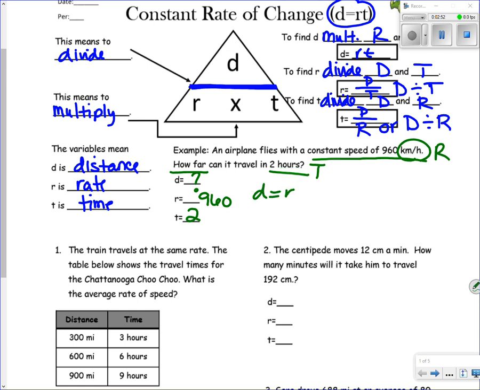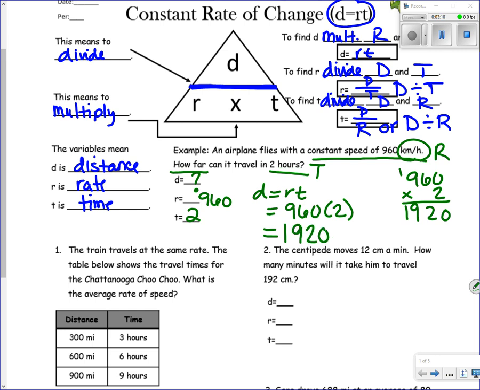So distance equals R times T, which is going to equal 960 times 2. Let me come over here and do the side. 960 times 2, so 0, 12, 18, 19. So the distance is 1,920, and because you know that it's going to be kilometers, because of this piece right here where it said kilometers per hour, our distance is 1,920 kilometers.